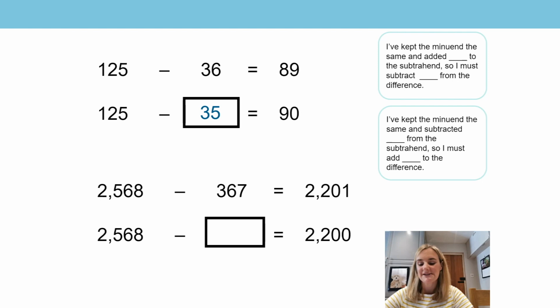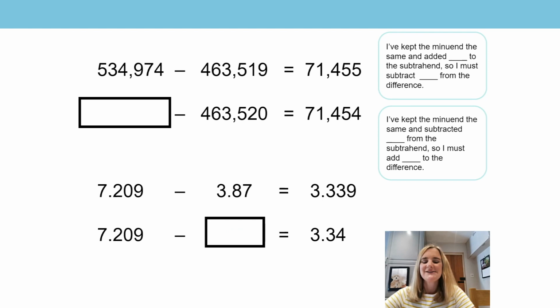The next set, 2,568, those minuends are the same in both calculations. We don't know the subtrahend in the bottom one, but we do know the differences. So 2,201 has decreased by 1, so our subtrahend needed to increase by 1. Fantastic, hope you got those. Okay, so you've got 2 more sets to have a look at now, so see if you can complete those using our rule, and then we'll come back and check them in a moment.